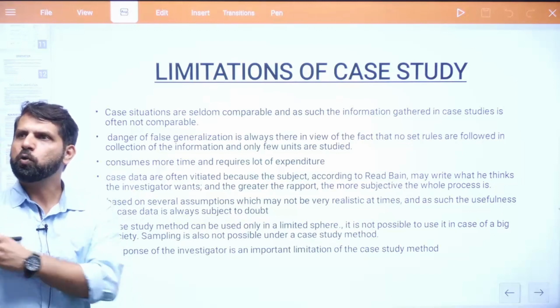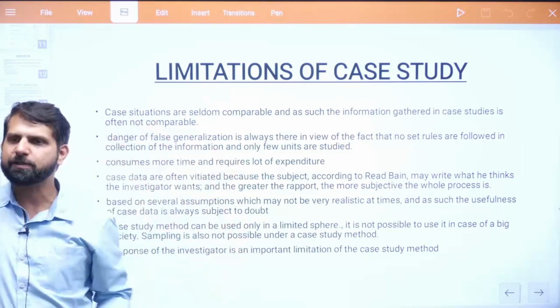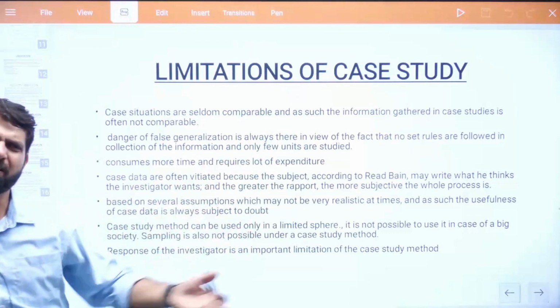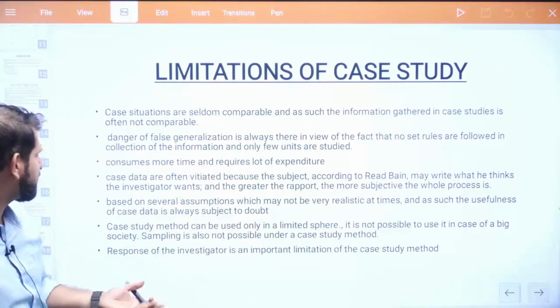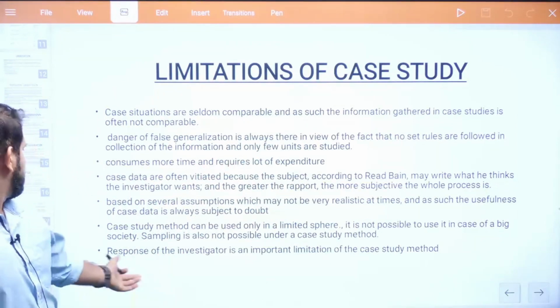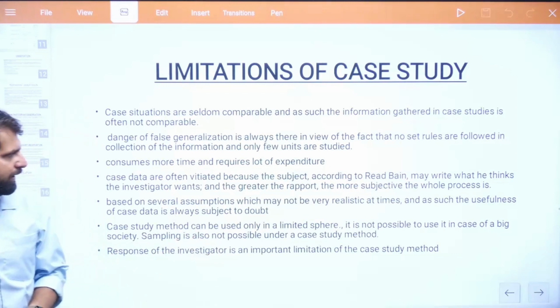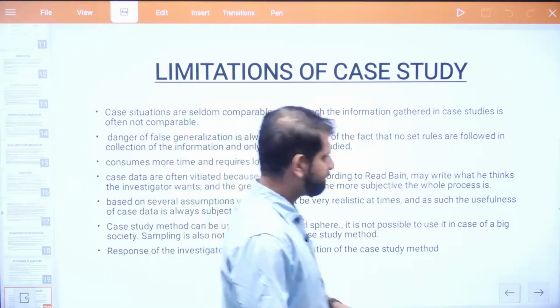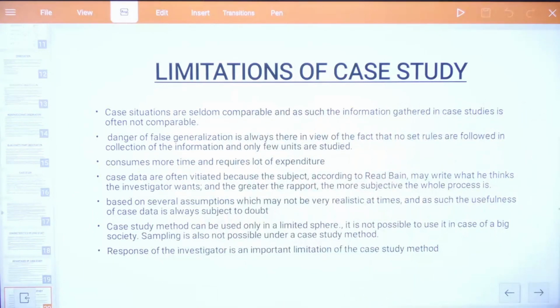It was due to these case studies only when that evolutionary ladder was presented that all these savages are in that same sequence. That is what the earlier ethnographers were doing, case studies of all these. Response of investigator is an important limitation of the case study method. Simple: not comparable, false generalizations, expensive, consuming more amount of time, based on assumptions, applied in limited sphere. 4 and 5 are more than enough.